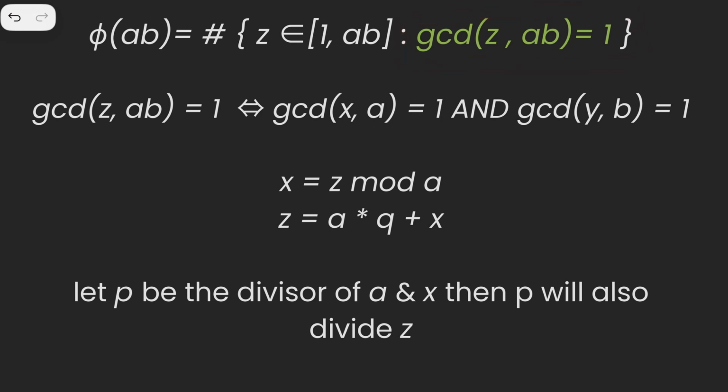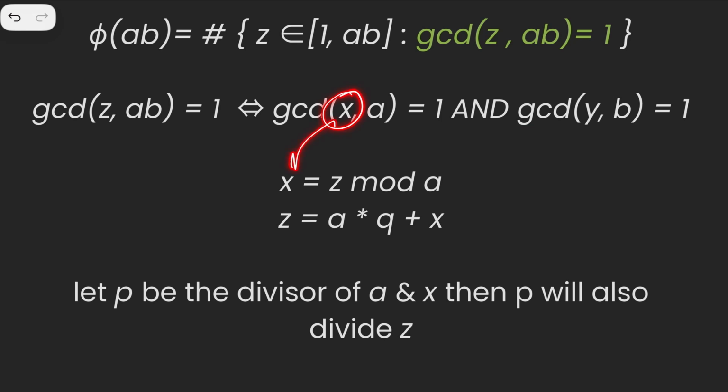We are not going to count any Z value that belongs to this particular range. Rather, we need Z who is co-prime with AB. That means GCD of Z and AB should be 1. If GCD of Z comma AB is 1, then we can definitely say GCD of X comma A is 1 and GCD of Y comma B is 1.